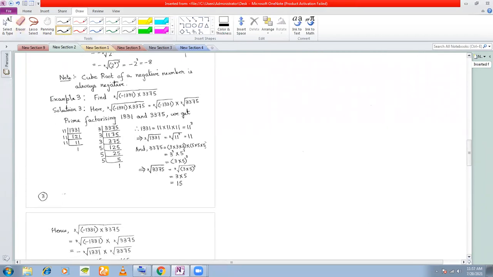Okay, sir. Okay, next question is find the cube root of minus 1331 into 3375. Okay, now there's something that I would like you to know before moving to this problem.